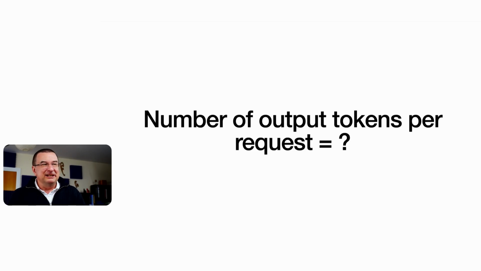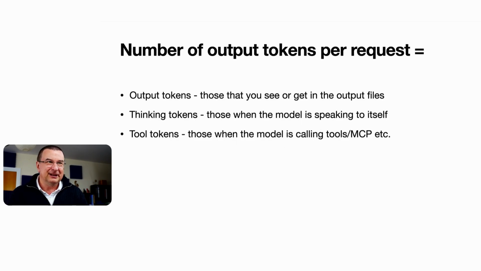So let's revisit. How do we get the number of output tokens per request? We have the output tokens, those that you actually see. The thinking tokens that you can kind of watch, right? So you can see how they talk to themselves, the LLMs. And then you have the tool tokens. They are probably not that many, but they are still part of the equation. And for example, when it's doing a larger MCP call with a lot of details that go into the MCP, then of course that will count as output tokens as well.